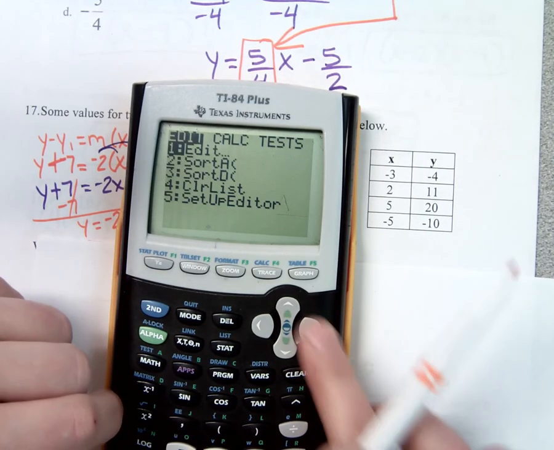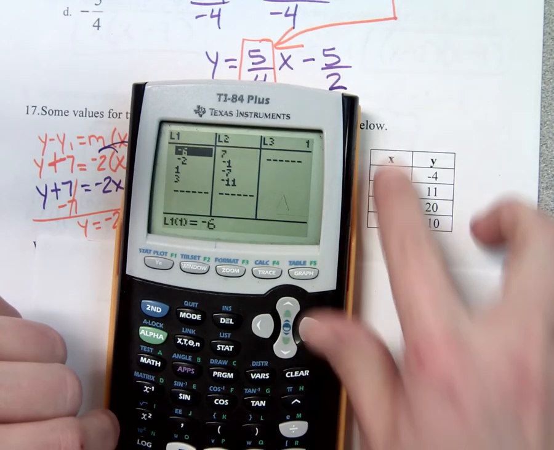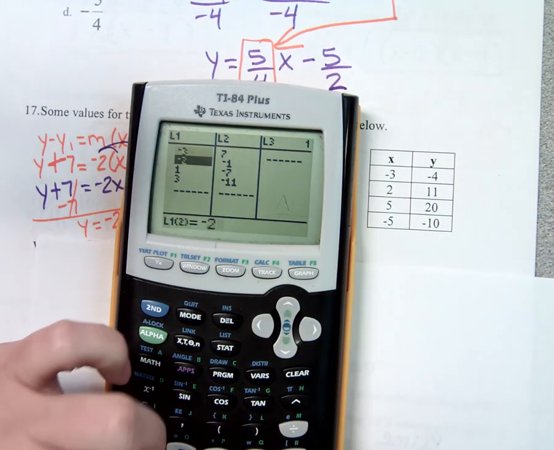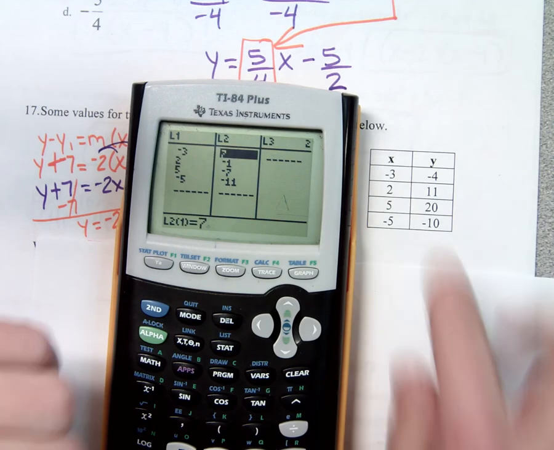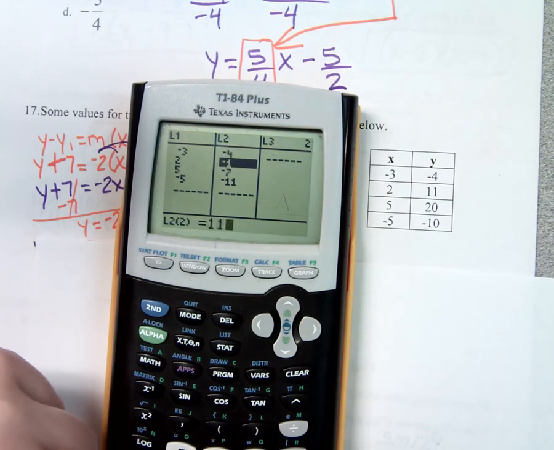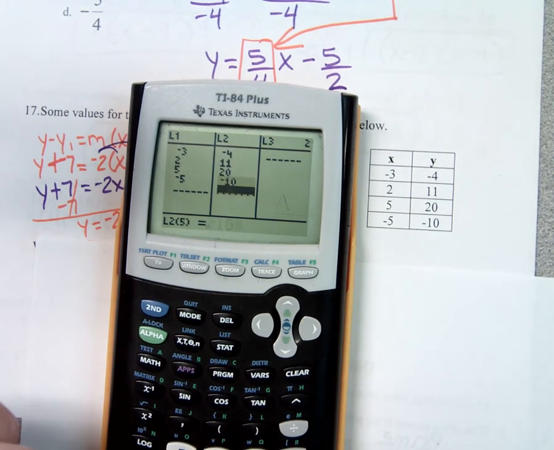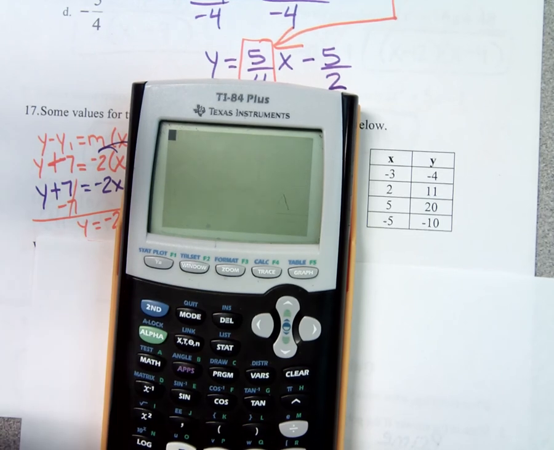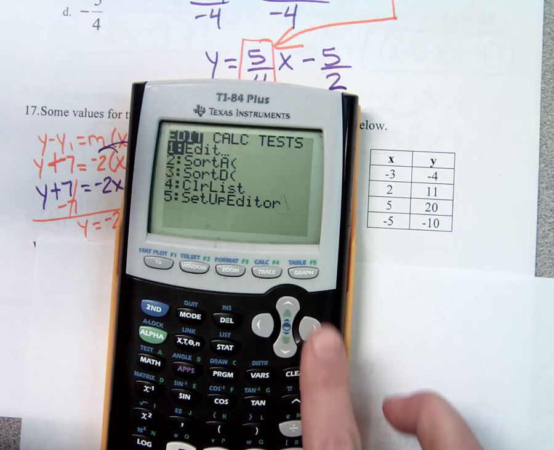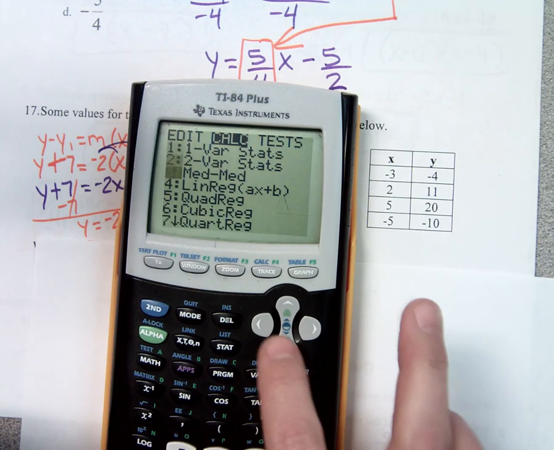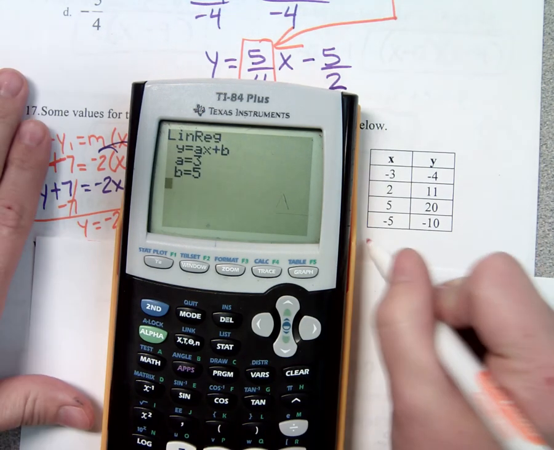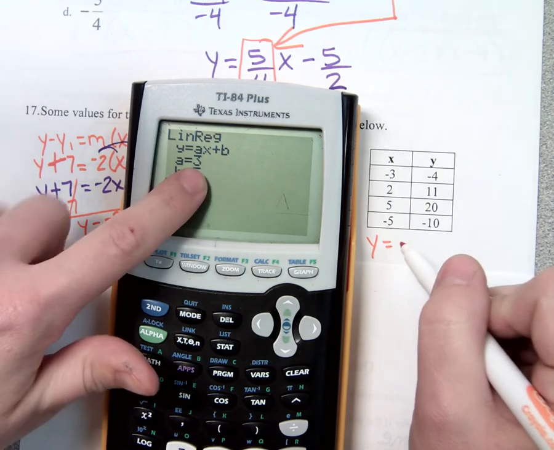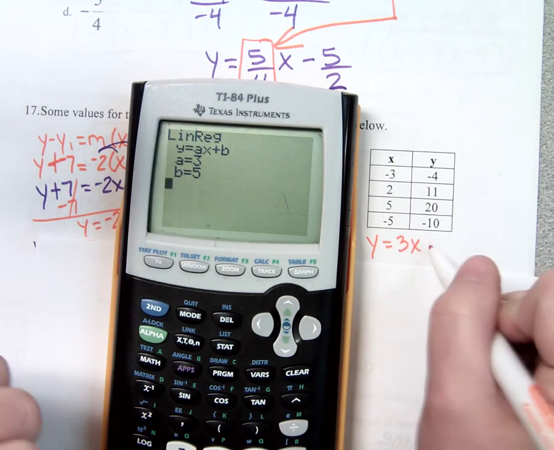So I'm going to go stat. I'm going to edit. In list 1, I'm going to put my x's, negative 3, 2, 5, negative 5. In list 2, I'm going to put my y's, negative 4, 11, 20, negative 10. I quit the screen. I go back to stat. I go to calculate. I want lin reg number 4, enter, enter. And this would be y equals 3x plus 5.